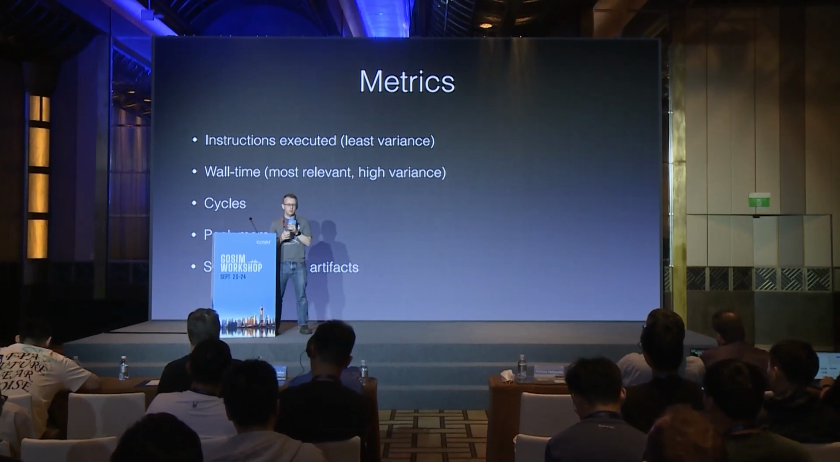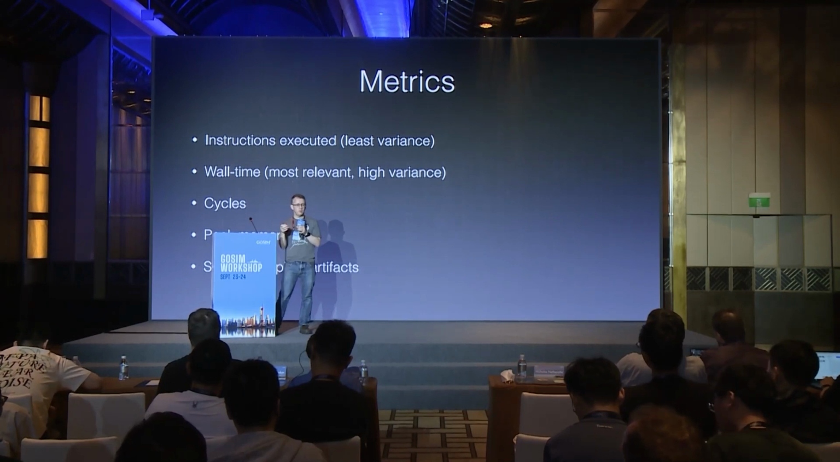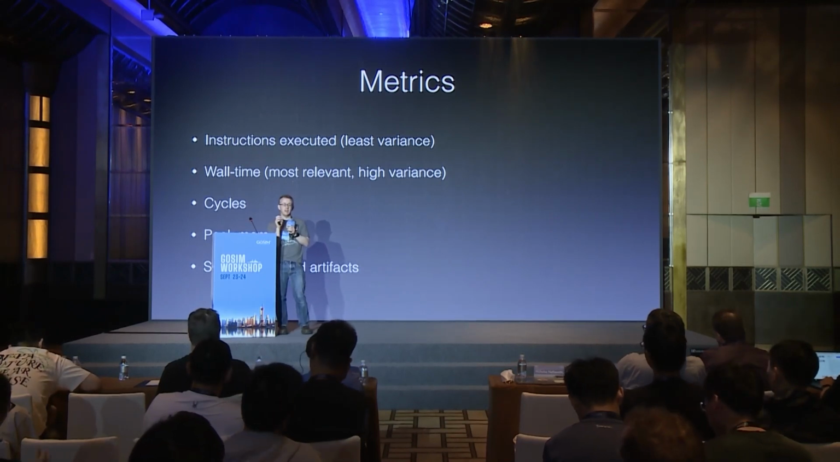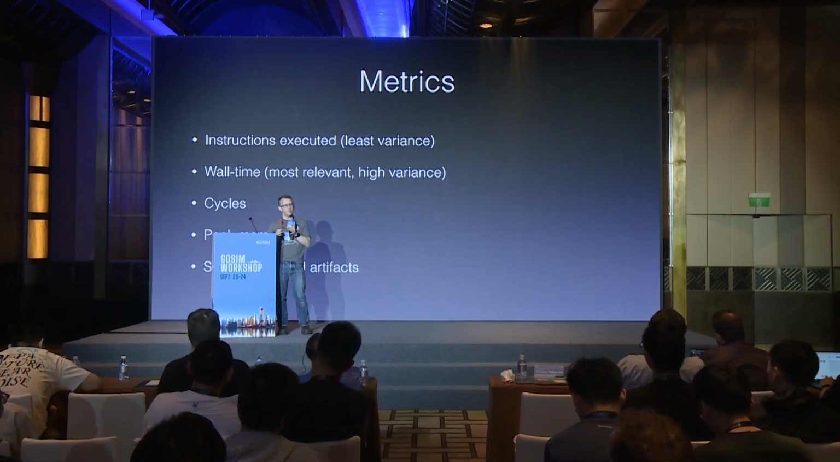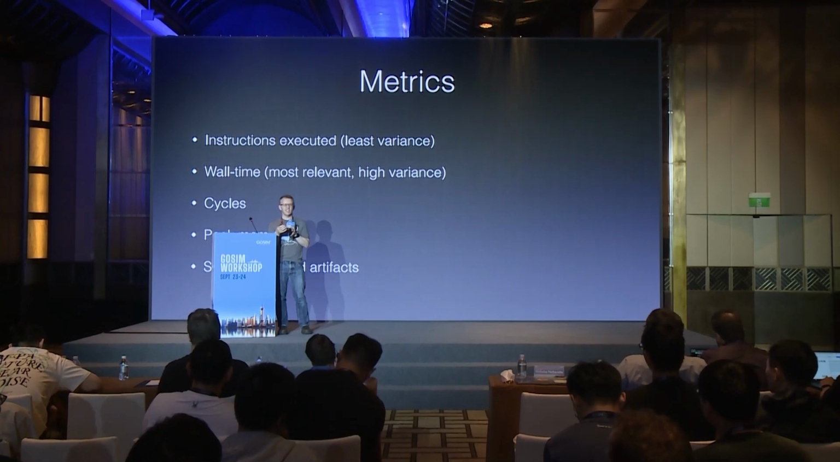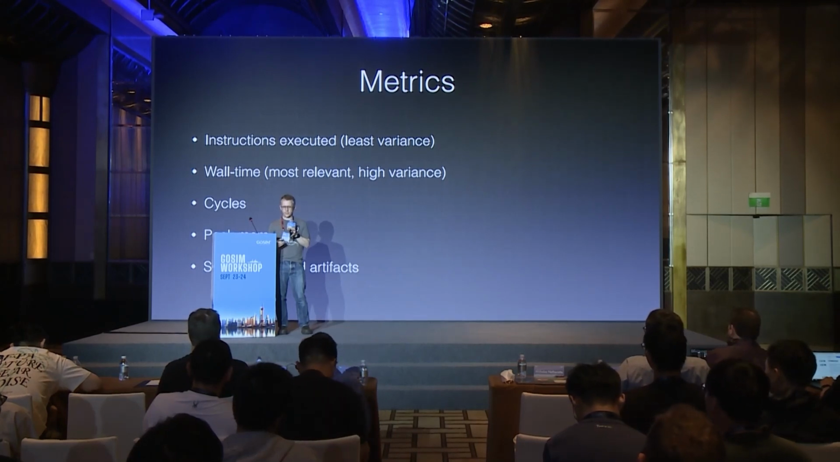So instructions executed is probably the metric that we look at the most, because it has much less variance. It's not an ideal metric in a number of other ways, but it is very reliable. And when you're comparing 2 very similar versions of the same program, the number of instructions executed is actually a pretty decent metric. So that's why we use that.